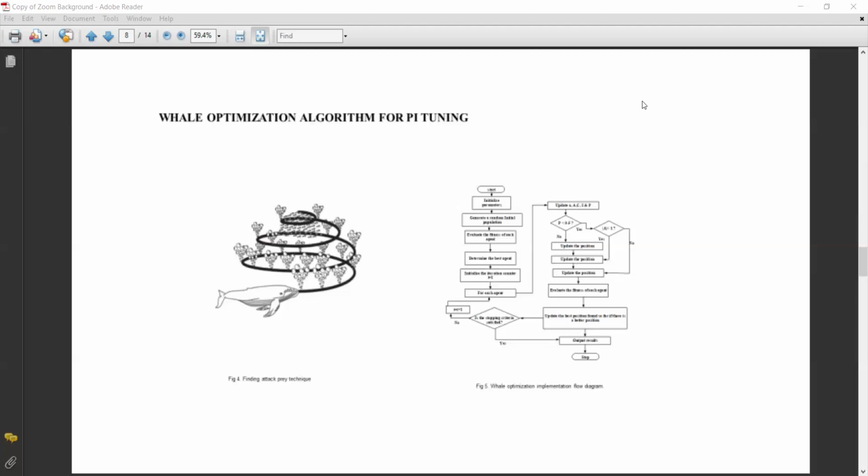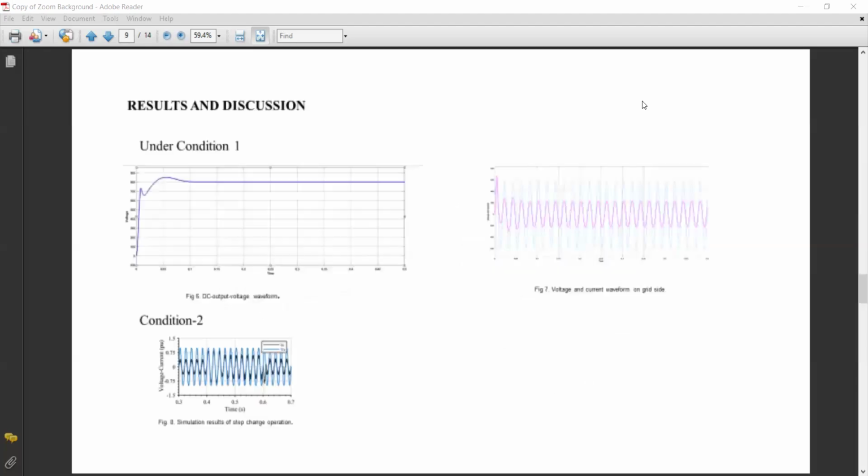Coming to the results and discussion section, the effectiveness of the PWM rectifier employing the newly suggested controller is evaluated across four distinct operations, considering metrics like rise time, settling time, and the power factor. The different operating conditions are given below.